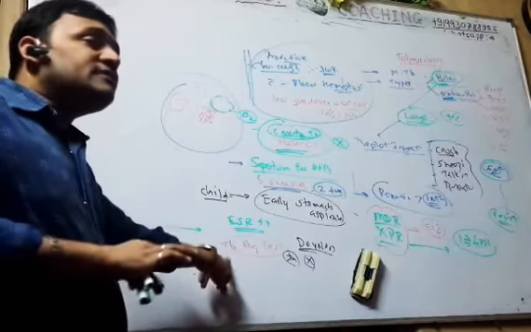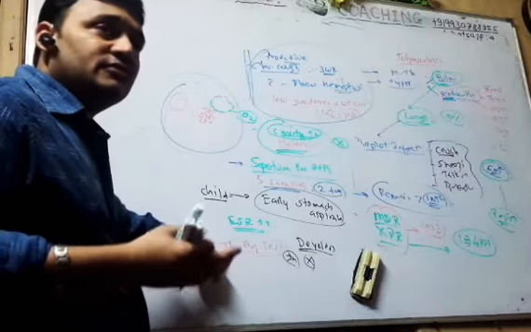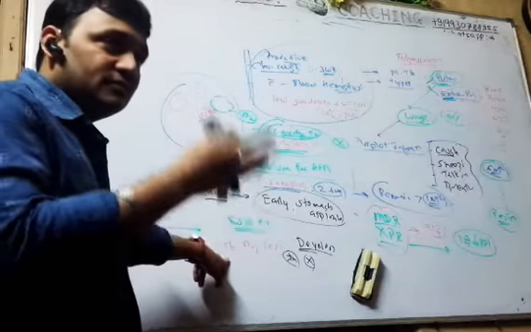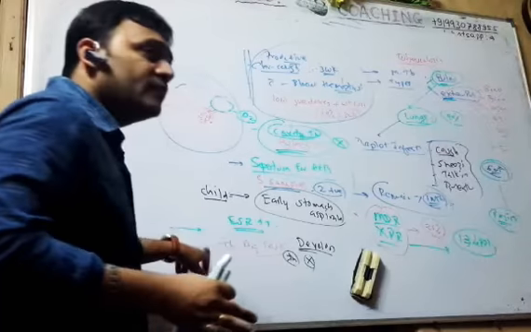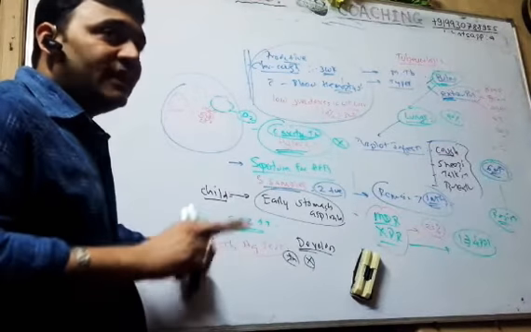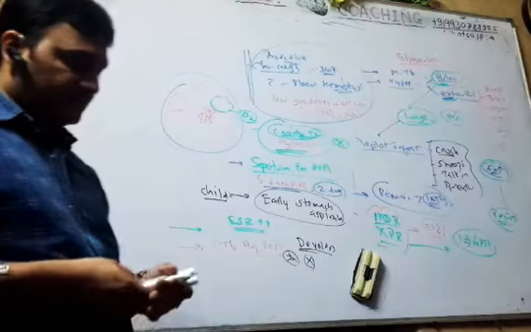TB is also called what? Poor man's disease, right? Kshay-rog. It is always a poor man's disease. Those whose diet is not that good, whose immune system is not that good.